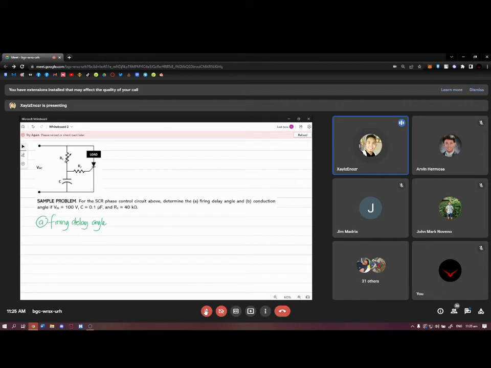Okay, so let's first determine yung firing delay angle. Kailangan yung VC natin, okay? Yung voltage drop sa capacitor, doon natin mahanap yung firing delay angle. So our VC, ang formula doon is IC multiplied by XC angle negative 90 degrees. Kasi AC naman to, kaya meron tayong degrees.